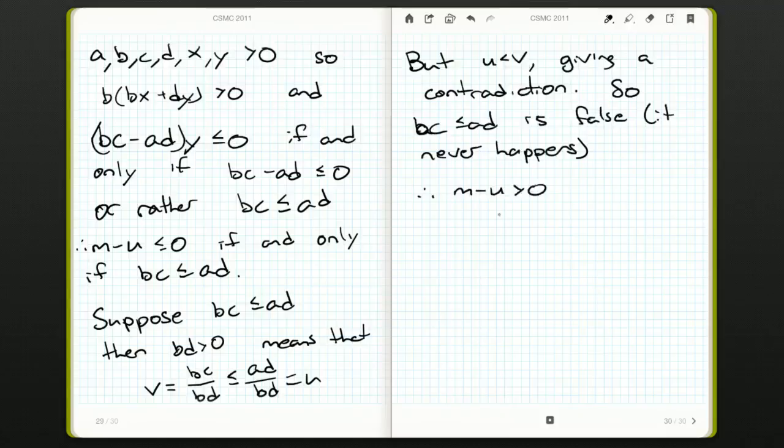And that tells us that m minus u is never less than or equal to 0. And that tells us that m minus u just must be greater than 0. And that's something we wanted. So we worked out the case where u is less than m. Now we want to show that m is less than v.